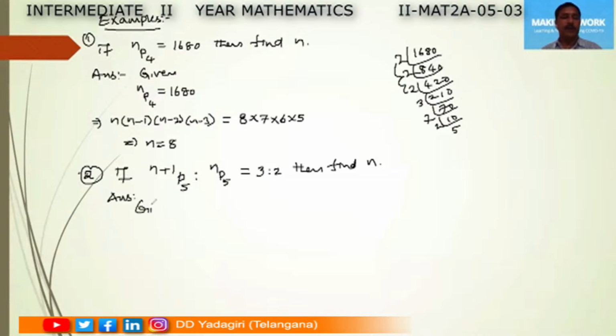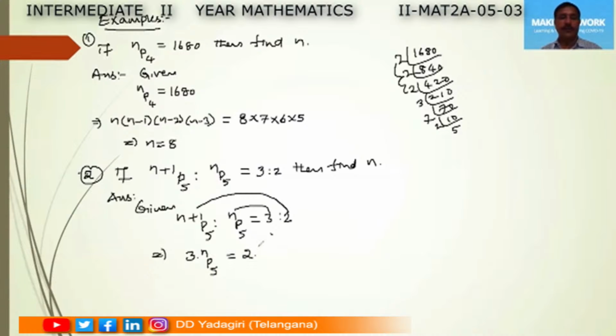What is given? (n plus 1)P5 to nP5 is equal to 3:2. From the ratio and proportion concepts, here we can take the product of means is equal to the product of extremes. So this is 3 into nP5 is equal to 2 into (n plus 1)P5.